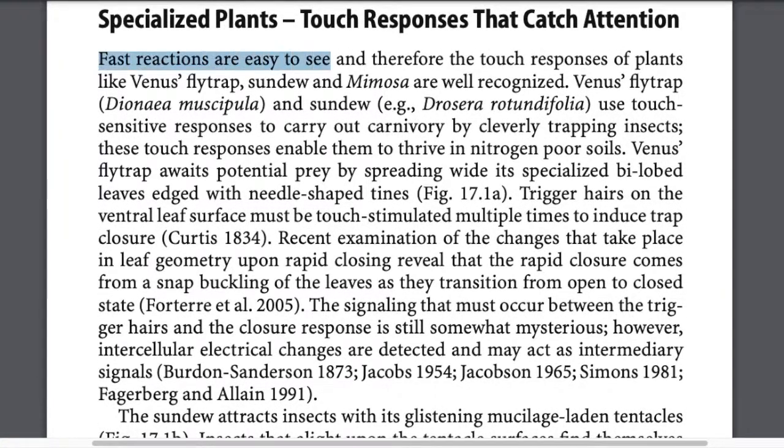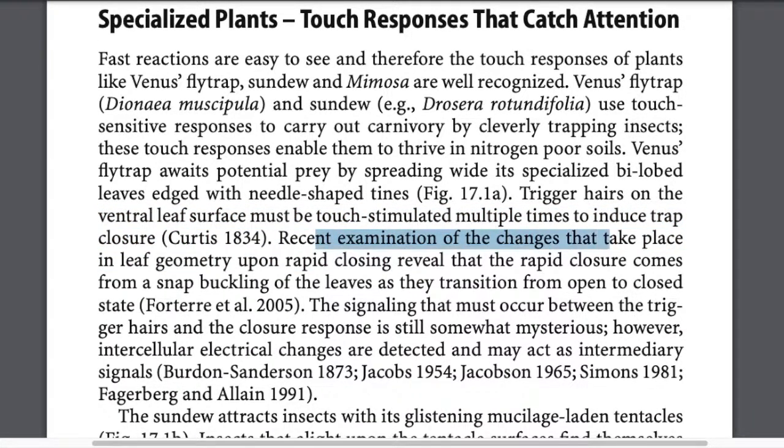Okay, so fast reactions are easy to see, and therefore the touch responses of plants like Venus flytrap, sundew, and mimosa are well recognized. Venus flytrap and sundew use touch-sensitive responses to carry out carnivory by cleverly trapping insects. These touch responses enable them to thrive in nitrogen poor soils. Venus flytrap awaits potential prey by spreading its wide and specialized bilobed leaf edges with needle-sharp tines. Trigger hairs on the ventral leaf surface must be touch stimulated multiple times to induce trap closure.